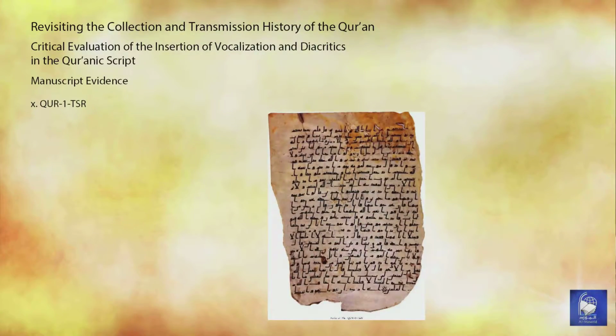Next, viewers, we have the 10th manuscript example in this regard, and this is labeled QUR-1-TSR, and it has Surah Maida verses 18 to 29. It belongs to the 1st century Hijrah. Again, the script is Hijazi. The location is the Tareq Rajab Museum in Kuwait. And again, here you can see that the consonants are frequently differentiated by dashes.